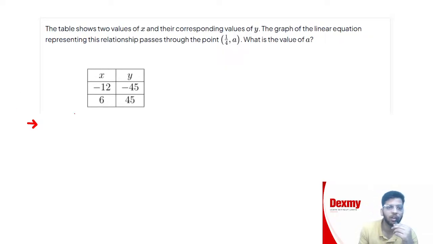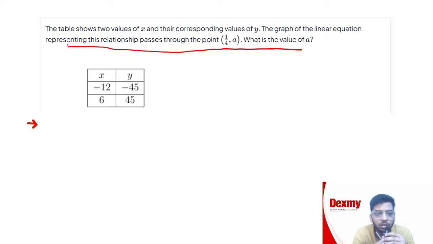Yeah. So now I'll help you. The table shows two values of x and their corresponding values of y. So we have a table. The graph of a linear equation representing this relationship passes through this point. What is the value of a? So the question says there's a line which passes through these two points, and then it passes through this point to find the value of a.